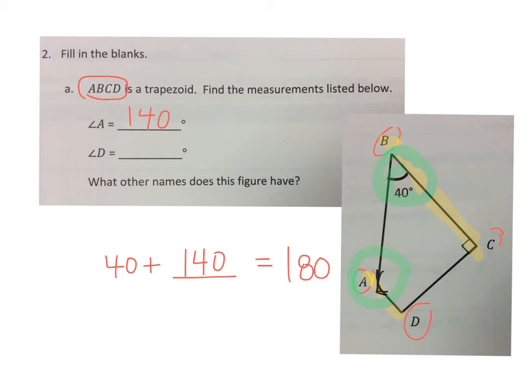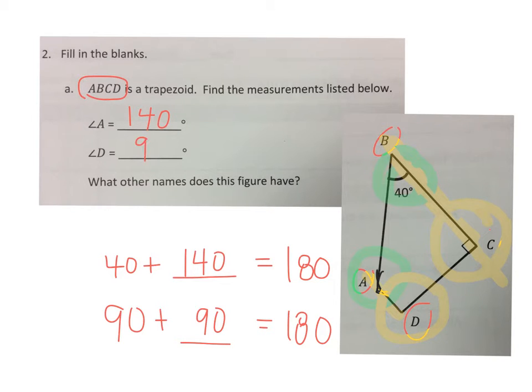Okay. What about angle D? Well, we know that there's a pair again. Angle C is touching this parallel line right here. So what angle is its pair? What's the measure of angle C? Okay, so 90 degrees plus the missing angle, angle D, is going to add up to 180 degrees. So what is angle D? 90 degrees. Very good. Okay.